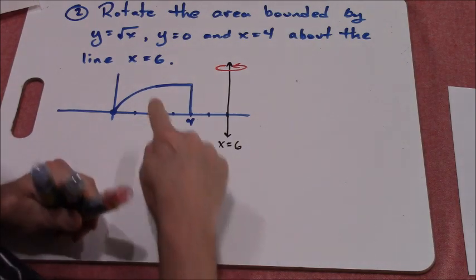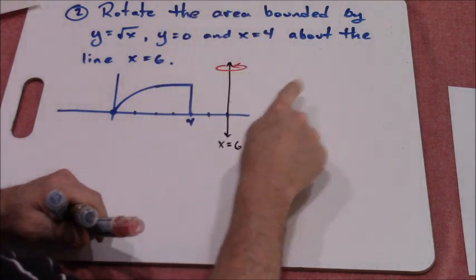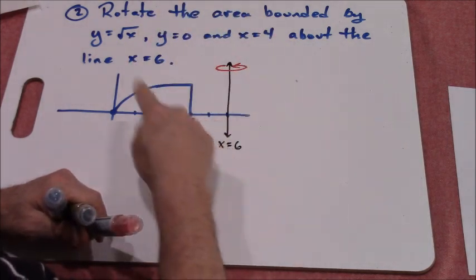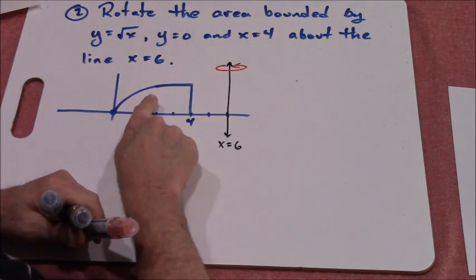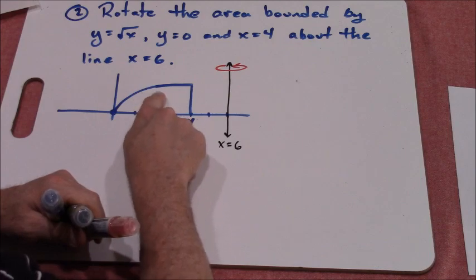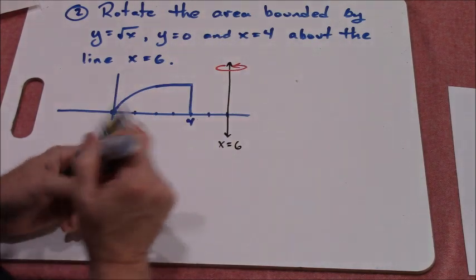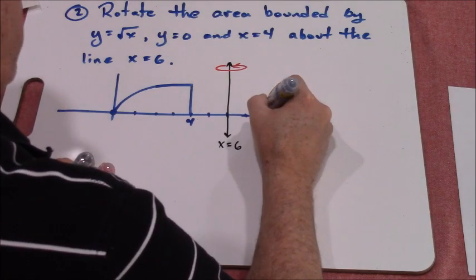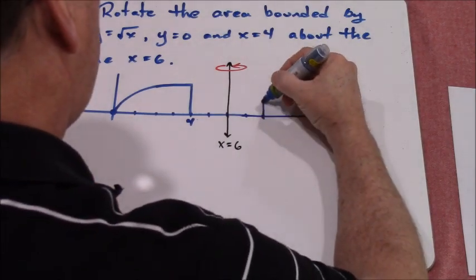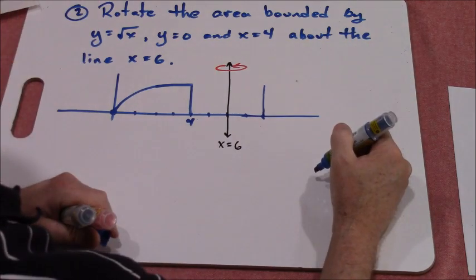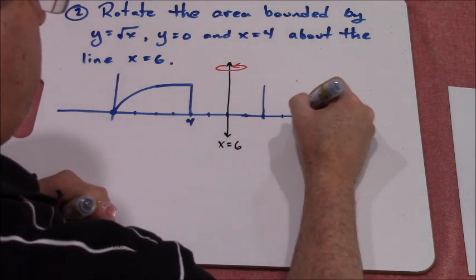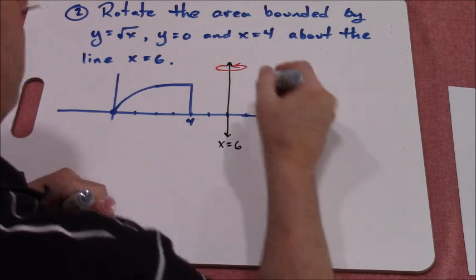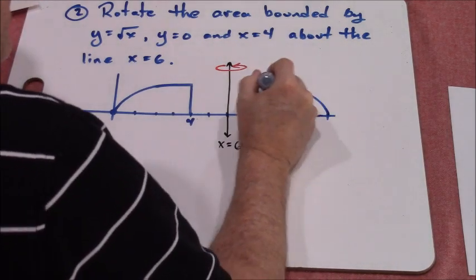So if I take this picture and I rotate it around like this, that means I'm going to get this exact same shape over here on this side. So let me just draw a quick picture of that. Let's see, 2 units in, we've got a straight line that goes up to here, and it's going to go 4 more units, 1, 2, 3, 4, and we're going to have a curve that goes like that.